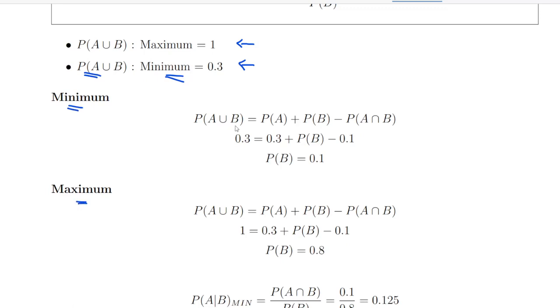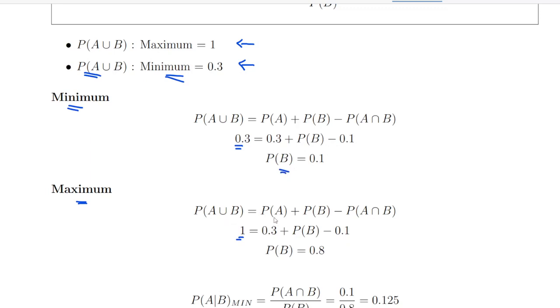In the case of the minimum, we're going to put in A union B is 0.3 here. Down below we'll put in A union B as 1. So 0.3 plus probability of B minus 0.1. In that case, the probability of B would be 0.1. In the case of the maximum, we do the same thing. We use the addition rule.